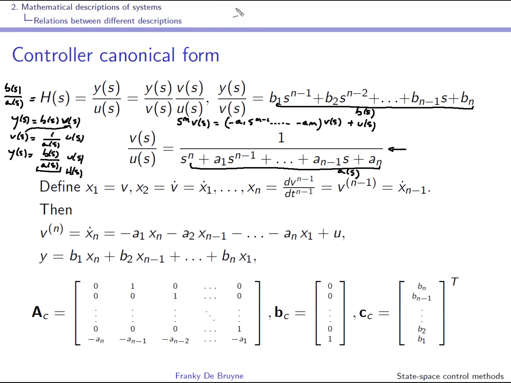So what we'll do is find the realization, where of course you have x dot is equal to A x over here.